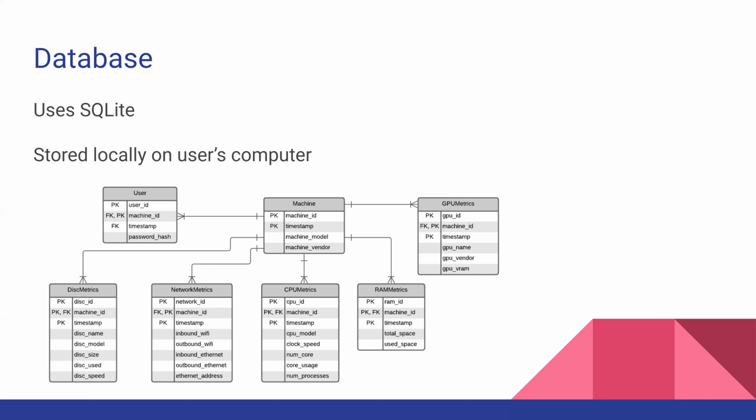We have a table for the machine or the computer, which contains important information on the model and vendor that you get on startup. We also have a table for users so that there can be multiple users using the system on one machine. And then we have separate tables for each type of system that we are collecting metrics from.